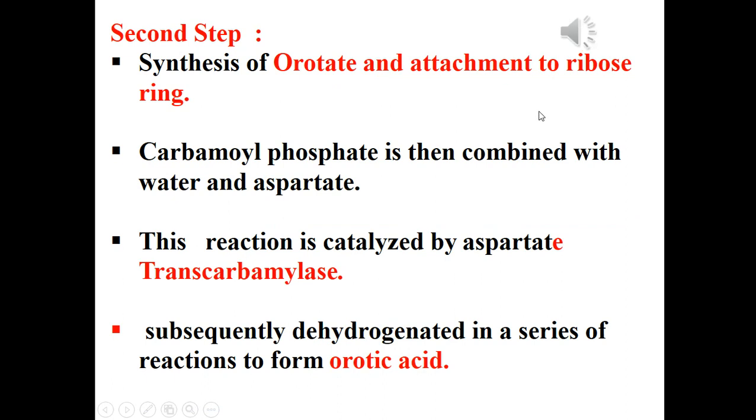The second step is the synthesis of orotate or orotic acid and attachment to the ribose ring. Carbamyl phosphate is then combined with water and aspartic acid. This reaction is catalyzed by aspartate transcarbamylase, and the product is subsequently dehydrogenated in a series of reactions to form orotic acid.